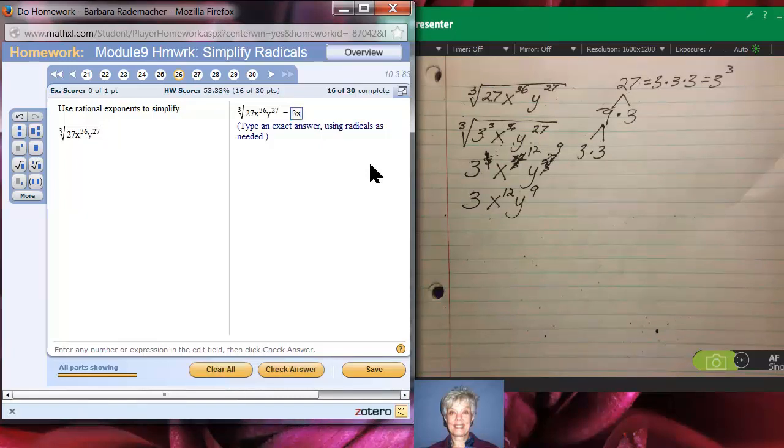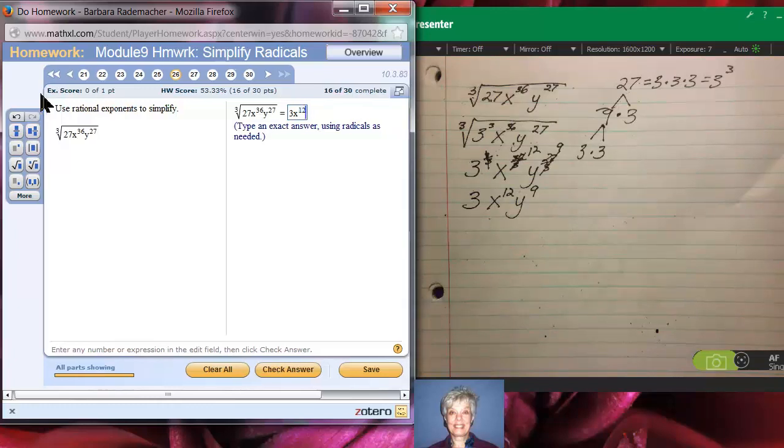3 x, then I'll push the exponent key, x to the 12th. And then, to move over, you're going to have to push your right arrow key on your keyboard, on your computer, right there. So it comes down. And then y to the 9th. So I get my exponent power again, exponent tool, 9.